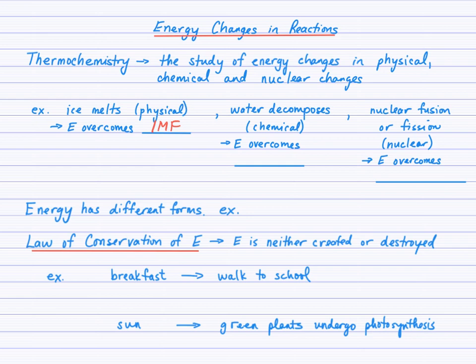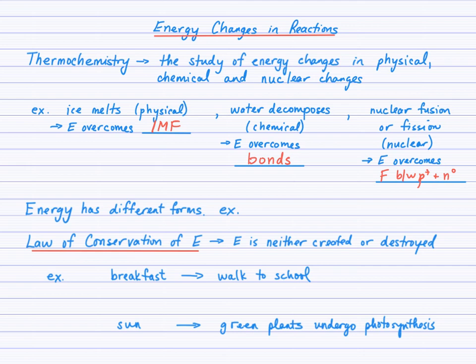Now, in a chemical change, what is the energy required to overcome? Hopefully you're thinking bonds. So the covalent bonds between hydrogen and oxygen atoms in the water molecule need to be broken in order for hydrogen gas and oxygen gas to form. I know you haven't studied nuclear changes in detail, but it's the force between the protons and the neutrons in the nucleus, those attractive forces that need to be overcome.